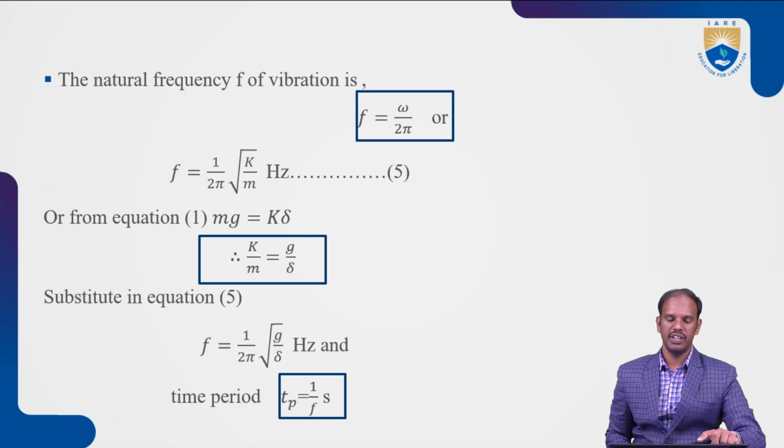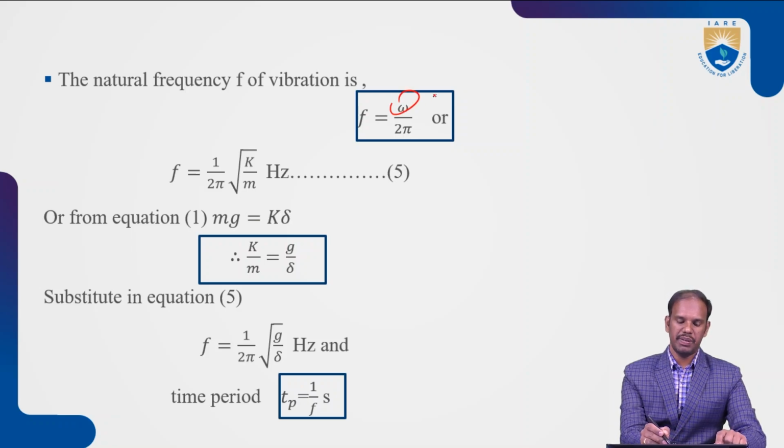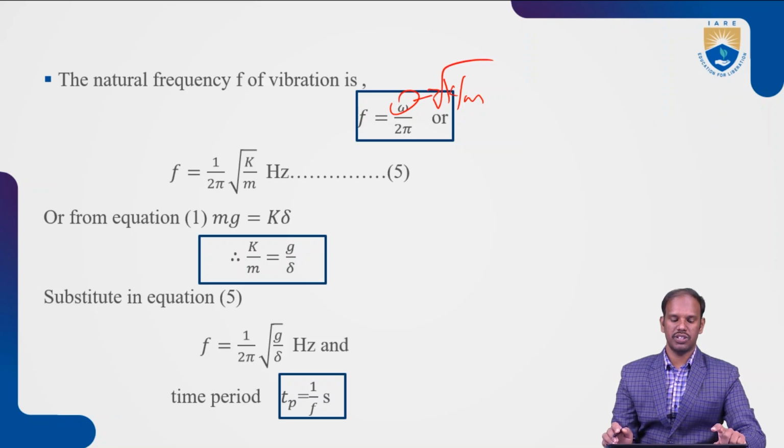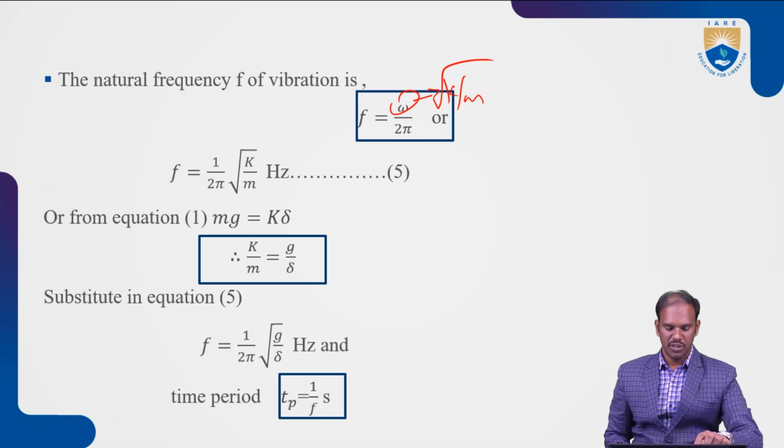We can write it in terms of f equals omega by 2 pi. Omega by 2 pi, we can compare with both. We can write it as 1 by 2 pi times the square root of k by m, just replacing omega with the square root of k by m. So 1 by 2 pi square root of k by m is the frequency in hertz. From equation 1, mg equals k delta, so we can write k by m in terms of g by delta. So frequency equals 1 by 2 pi times the square root of g by delta. And the time period we can write in terms of 1 by f.